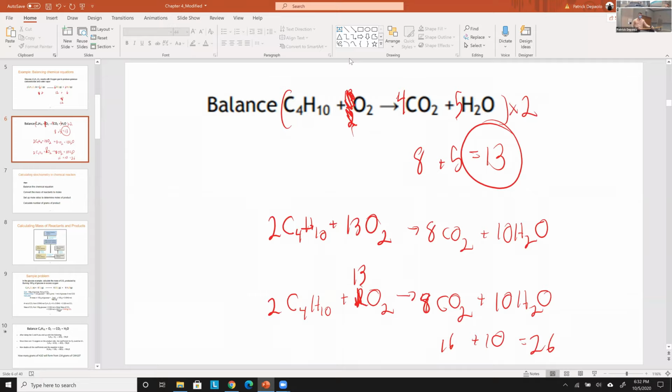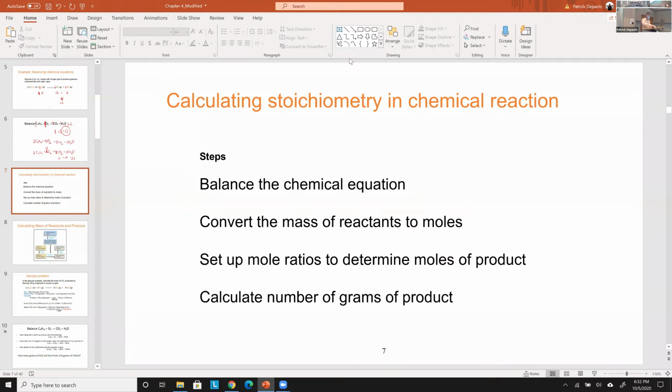But it gets a little bit complicated when you have one element that is in multiple compounds in the reactants or products. But you just have to stick through it systematically and figure it out, just like we did here. Okay, so another thing we can do with chemical reactions, once they're balanced, is use these coefficients as molar ratios. And that's really what they represent.